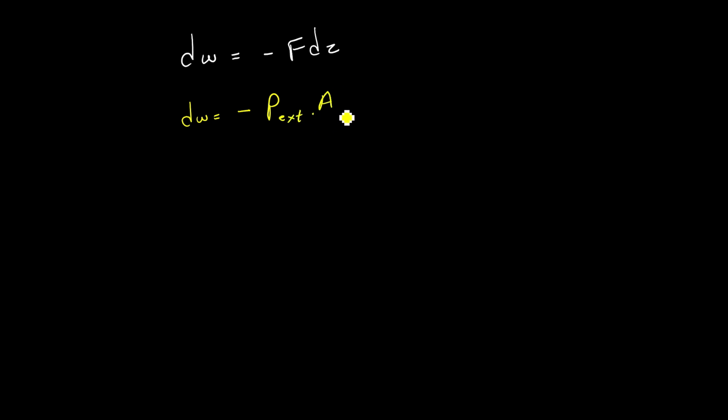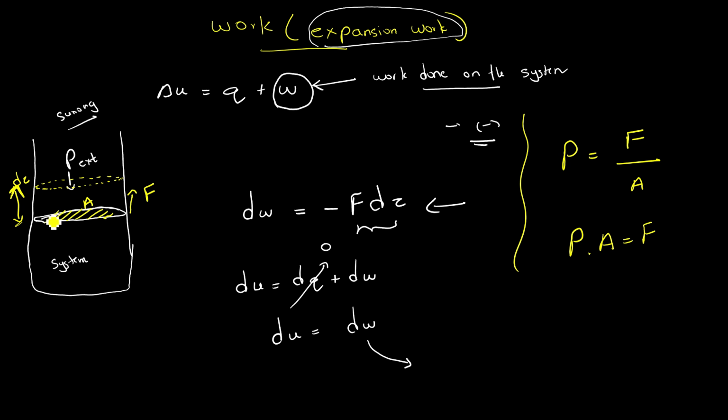A means the area and dz is the displacement. Okay, now look at these two terms, A and dz. This is the A, this is the dz. This is a cylindrical shape, so A times dz basically gives you the volume, right?